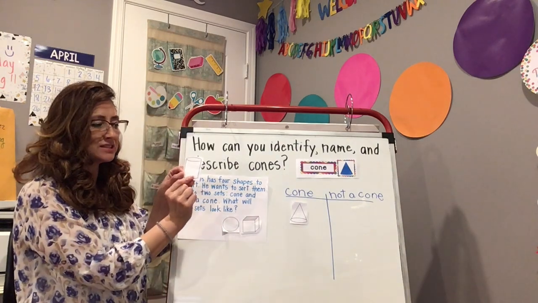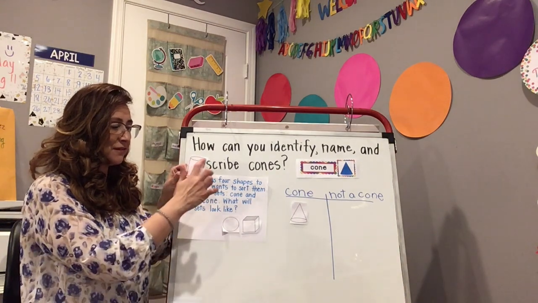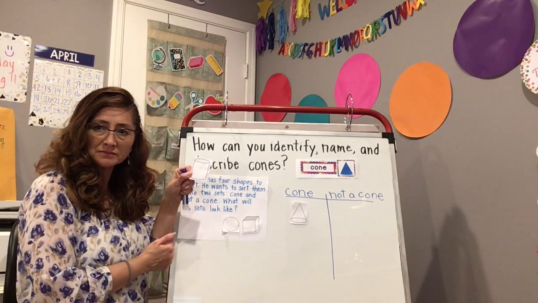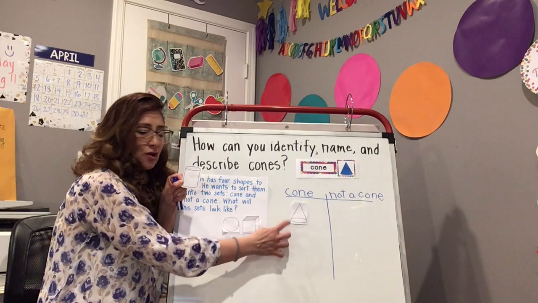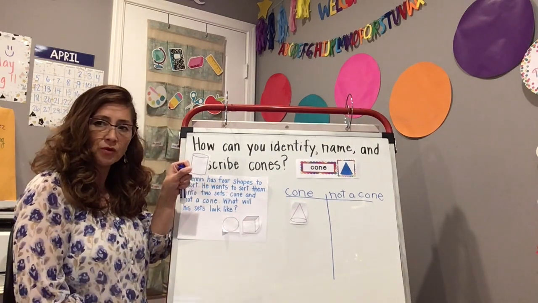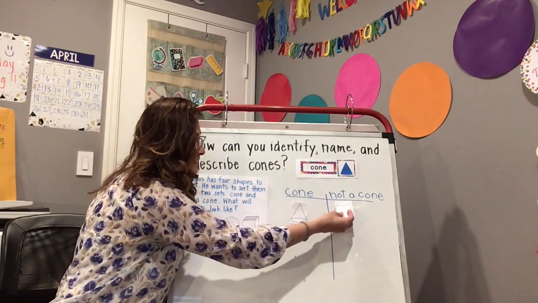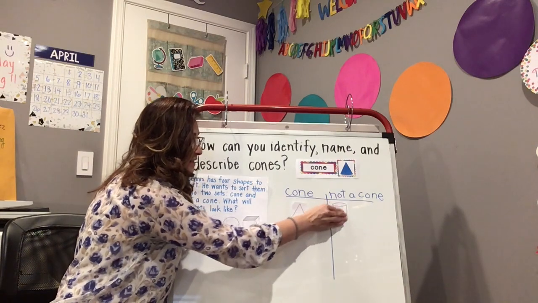That's right, you see that it has a curved surface and a flat surface, but there's also a flat surface on the bottom, right? And you notice that a cone has a point at the top. Does this shape have a point at the top? That's right, it does not. So this is not a cone. This is a cylinder. Good job.